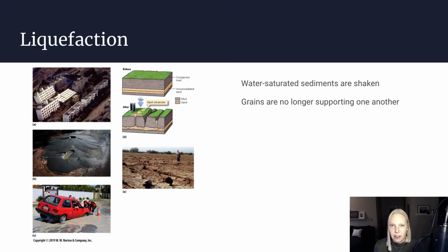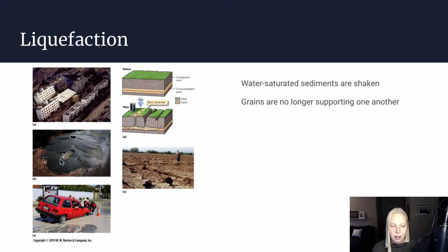This is what liquefaction is doing. It's essentially suspending the grains in the water, and they're no longer supporting each other, and they're not supporting whatever is above it anymore either. So you can see here in this picture in the top left that these apartment buildings, I believe these are in Japan, collapsed because of liquefaction in the sediment beneath them. In images B and C, this is in New Zealand during the 2011 earthquake in Christchurch.